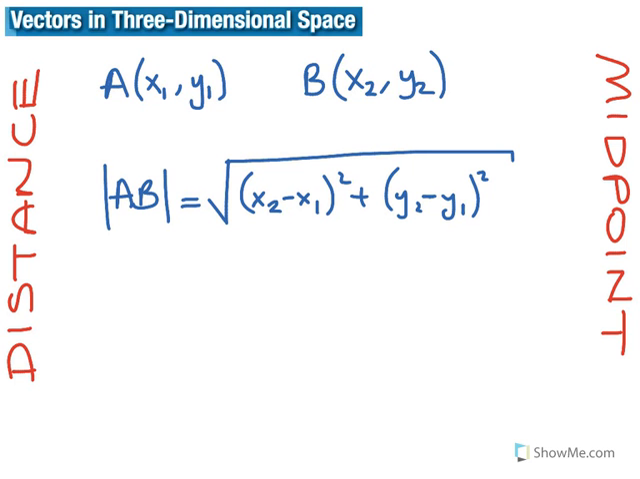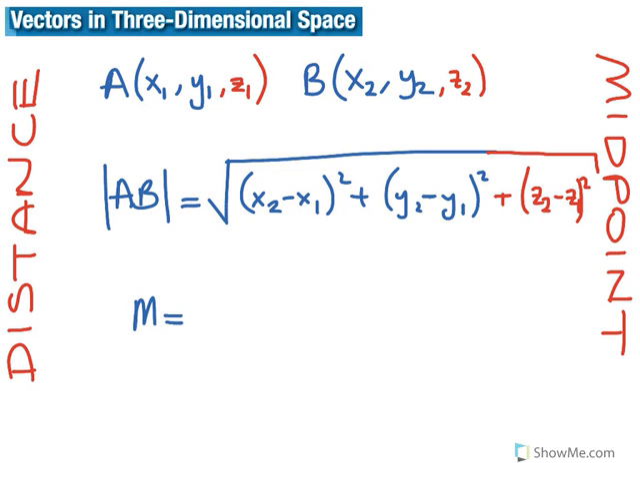Now, in three-dimensional space, nothing changes in terms of mentality. Just that we will add the third coordinate z1 and z2 accordingly. Hence, we will calculate one more square of differences, which is z2 minus z1 squared. So this also will be inside the square root. So this is how we find the distance.